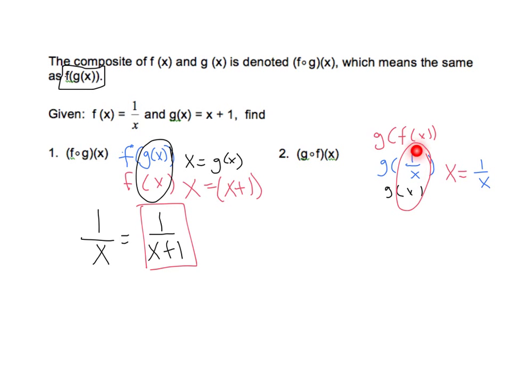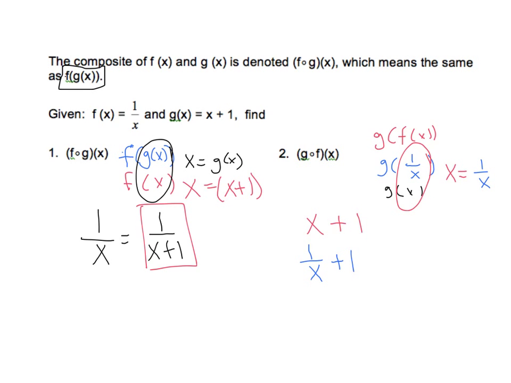So I have g of 1 over x, and we know that means g of x is equal to, so x is equal to 1 over x, essentially. So our g value was x plus 1. All right, x plus 1. And we're changing the x to 1 over x. So you get this, 1 over x plus 1.